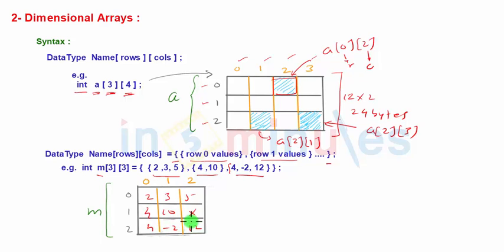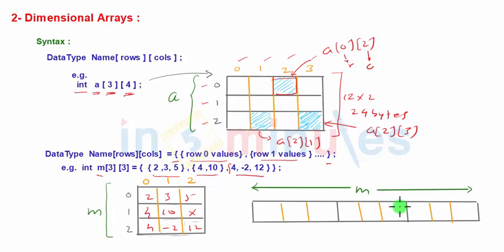Now any two-dimensional array we can assume like a one-dimensional array also, like this. So M is like a one-dimensional array having 3 rows. It's the 0th row, first row and second row. There are 3 rows over here, we can see, and each row has 3 parts. There is 0, 1, 2, 0, 1, 2 and 0, 1, 2. The numbering always starts with 0. So the first row has elements 2, 3, 5, the second row has elements 4, 10 and the next is empty, and the last row has elements 4, -2 and 12.